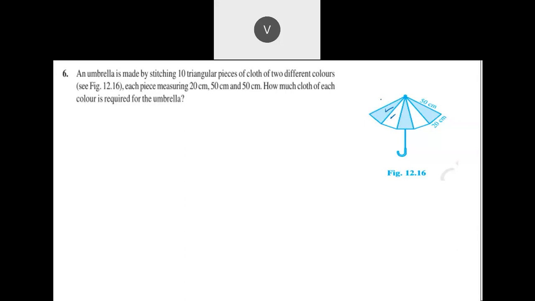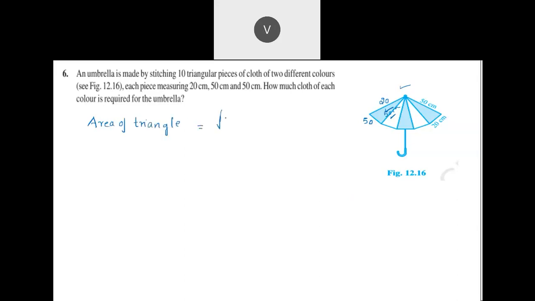So the sides of the triangle are given, which are 20 centimeter, 50 centimeter, then 50 centimeter. So we need to find out the area of all these 10 triangular pieces of cloth. Is that correct, children? Yes, ma'am. Totally, how many colors are used here? Only two different colors. Okay, so area of triangle.